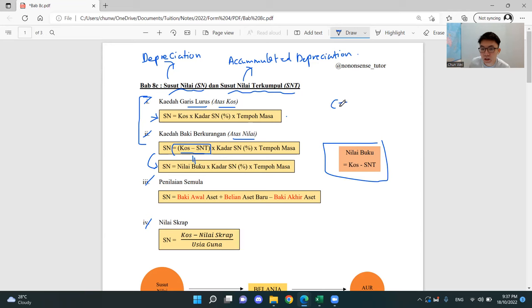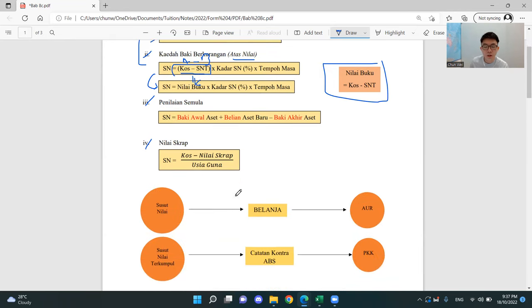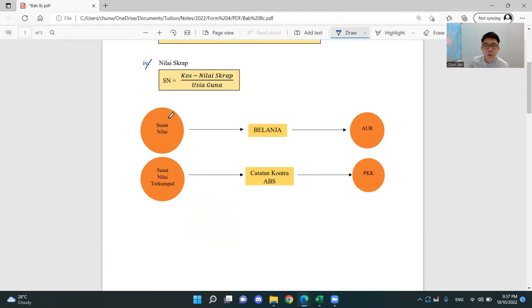Okay, it's just like C equals to A minus B. All right, so if here is cost is A minus B, equals to what? Equals to C lah. So that's why here I give you two. Either cost minus S&T or straight away use the nilai buku if they give you. All right, that is the penilaian semula, this one later. Okay. Then, when you see a susut nilai is actually a belanja. And a belanja, where do you record it in? In your account, Hutang Rugi.